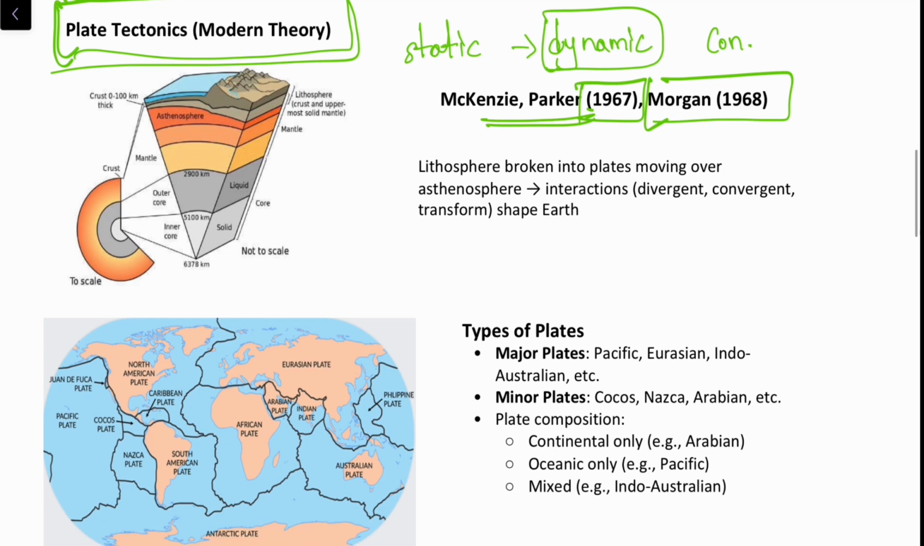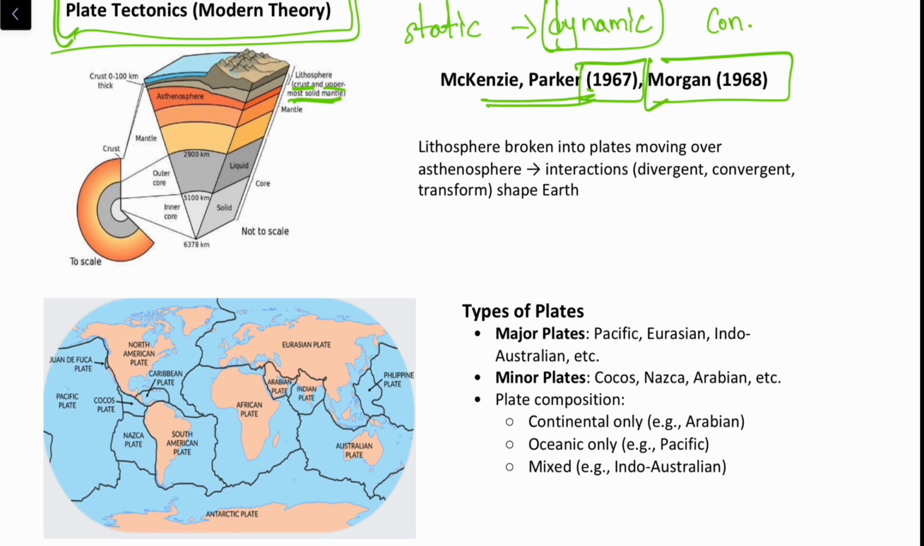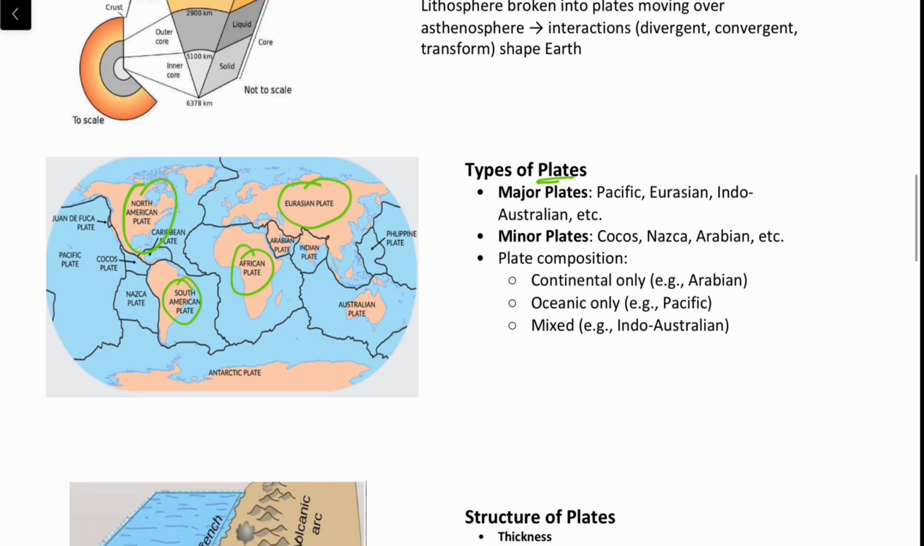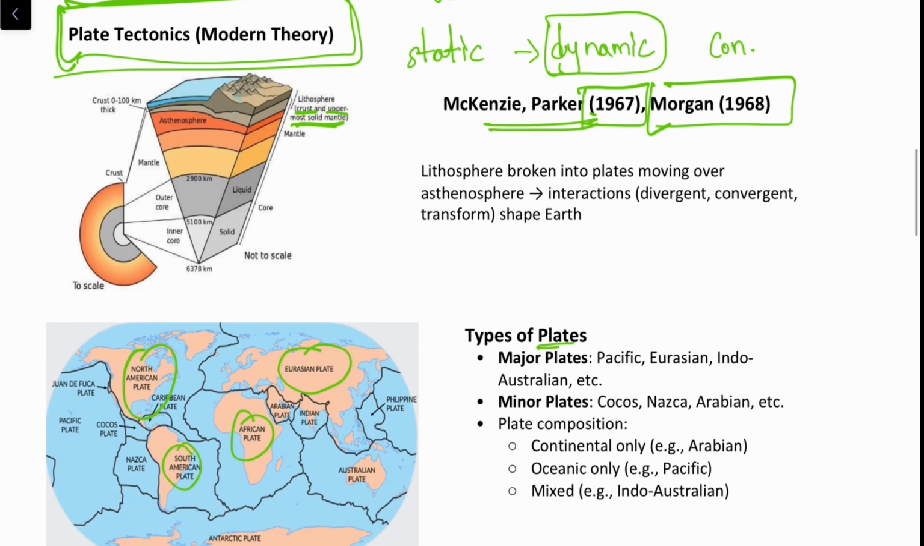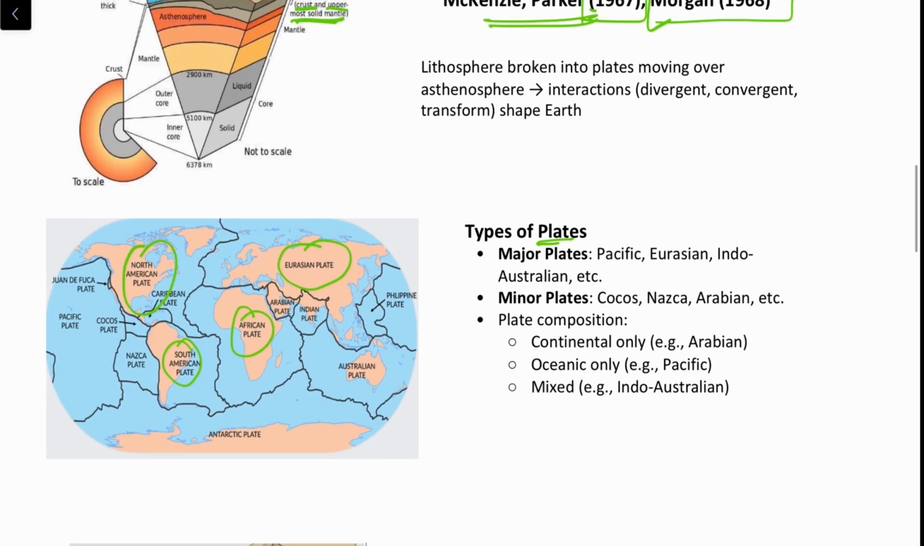So according to this theory, the lithosphere, which is the crust plus the uppermost mantle, is divided into different plates. As we can see here, these are the different plates, African plate, North American plate, and these plates are not static and they will move, right? That's what the plate tectonic theory is stating.